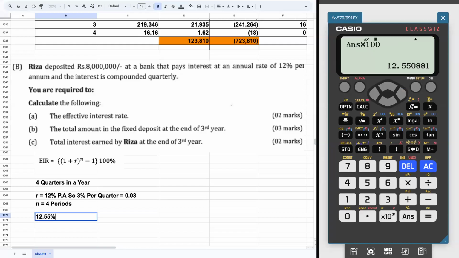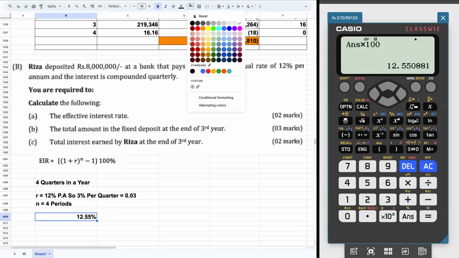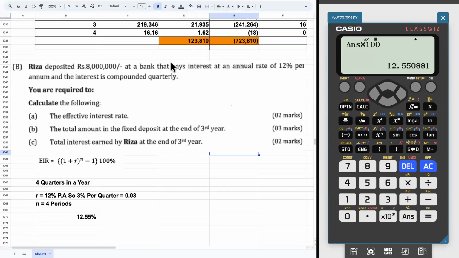So we get 12.55 percent as the actual annual interest rate, but not 12 percent. In simple words we can say it's 12 percent, but actually you're going to have 12.55 percent as the real effective interest rate. So the effective interest rate is going to be 12.55 percent. That's the answer for a 2 marks question.